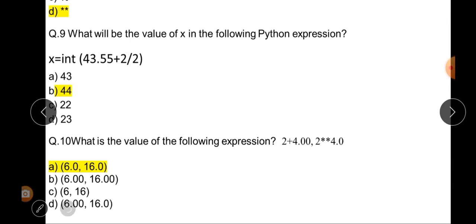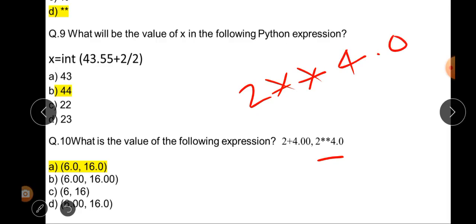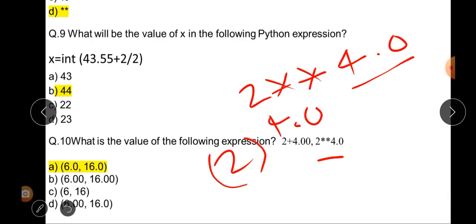And the next expression is 2, the exponent sign is there, and the number is 4.0. It means 2 power 4.0. Obviously the answer will be a float value, and in this case the answer is 16.0. So as far as the second part is concerned, there is no doubt, 16.0 is the answer.